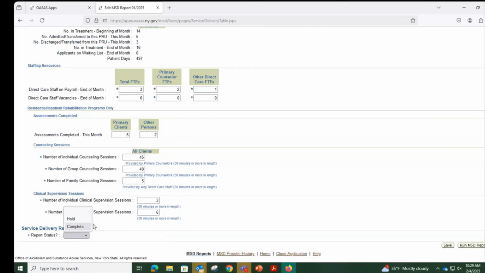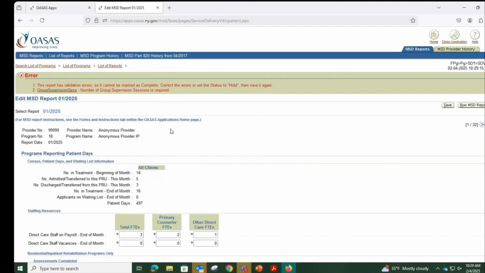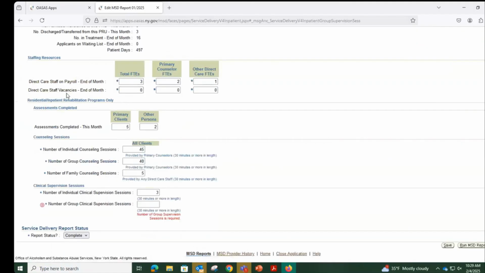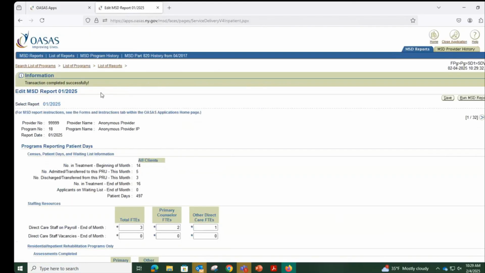And the status. I'm actually going to take this out just so that we can see, hopefully we get an error message. And we do. The report has errors, and I can't mark it as complete. And then it will show me where my error is, and if I click on that label, it will actually take me down here, and I see the red note here, so I know what to complete. And then it takes the data.